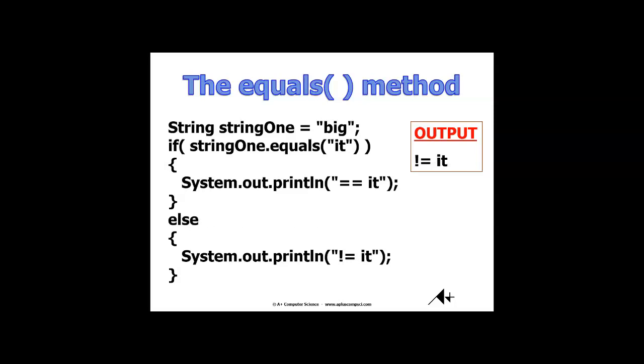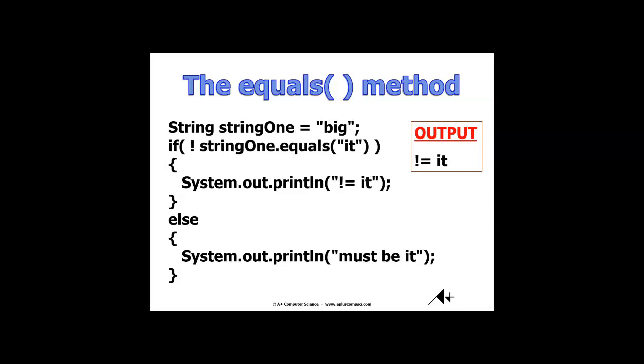Okay, now I'm doing a similar thing to what I just did, except instead of using two distinct if statements, I'm using an if else. Now I check to see if string 1 equals it. Big and it are not the same, so it's going to go down and print out not equal to it. With the two distinct if statements, it behaves differently than it does with the if else.